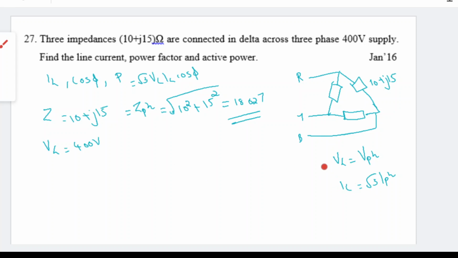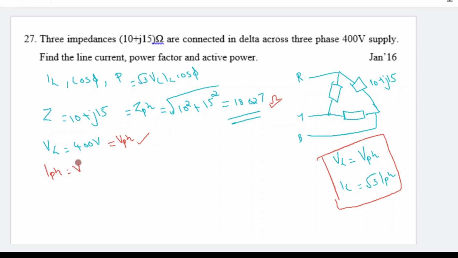I am using some other color just to make sure you notice this. Okay, so VL is equal to V phase. So I can say this is V phase, and this is our Z phase, in ohm. So we have V phase and Z phase, so I get I phase is equal to V phase divided by Z phase. What is V phase? That is 400, divided by Z phase, 18.027.